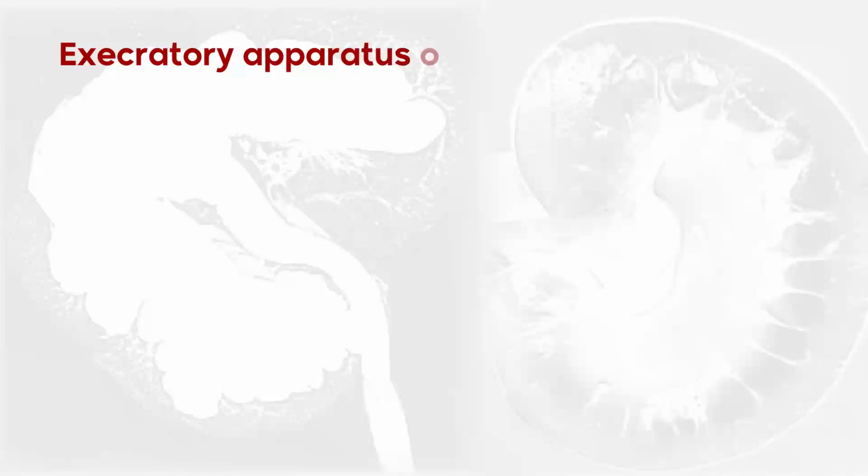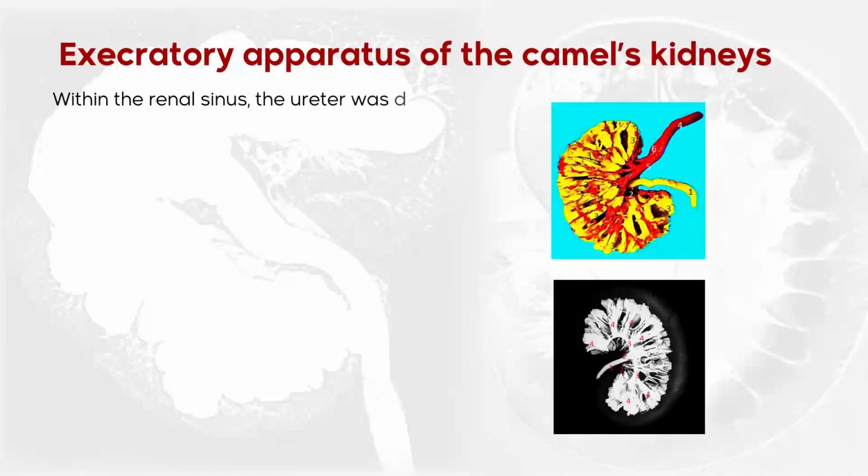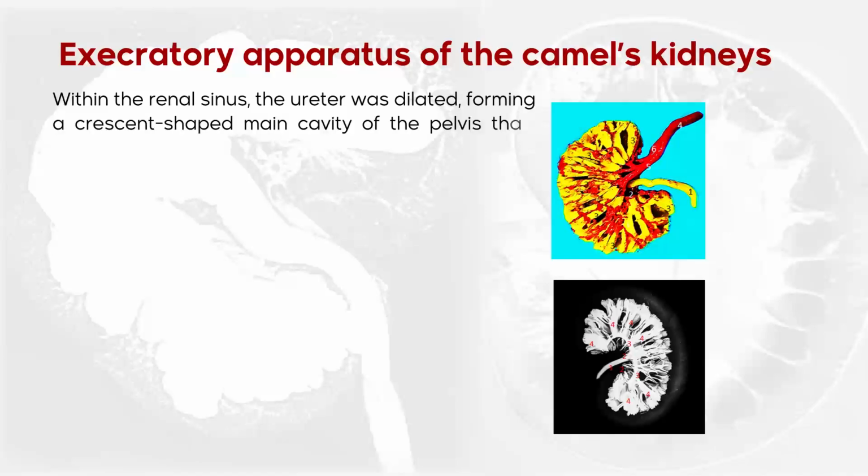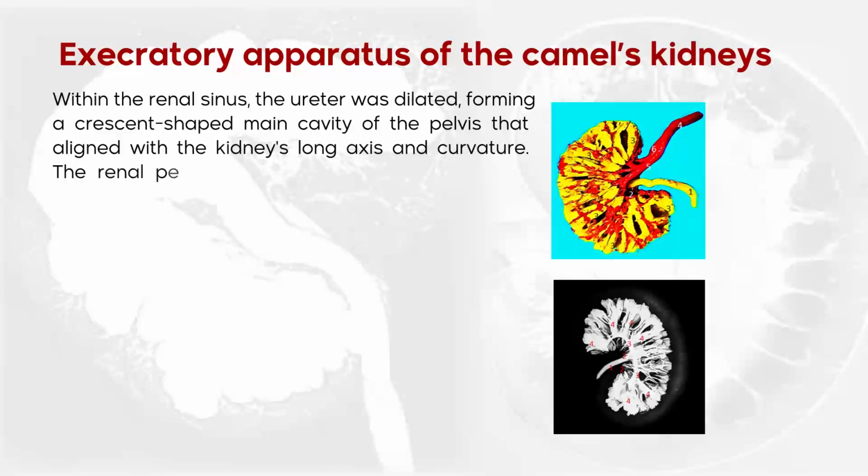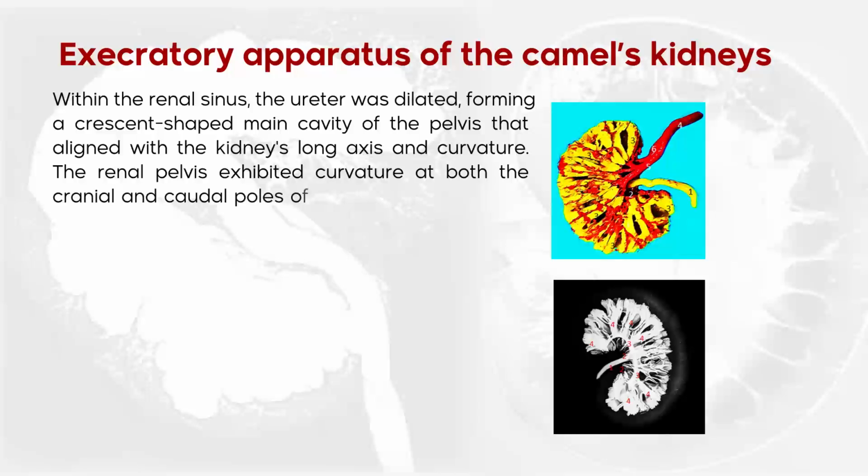Excretory apparatus of the camel's kidneys. Within the renal sinus, the ureter was dilated, forming a crescent-shaped main cavity of the pelvis that aligned with the kidney's long axis and curvature. The renal pelvis exhibited curvature at both the cranial and caudal poles of the kidney.